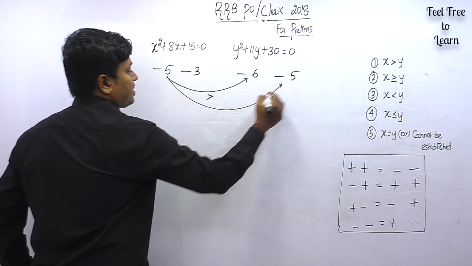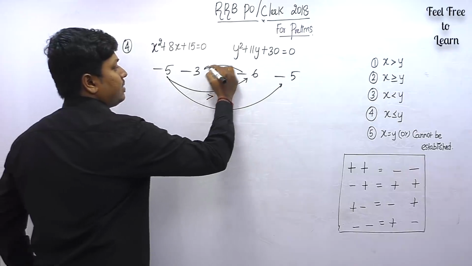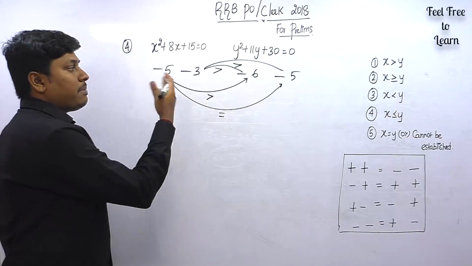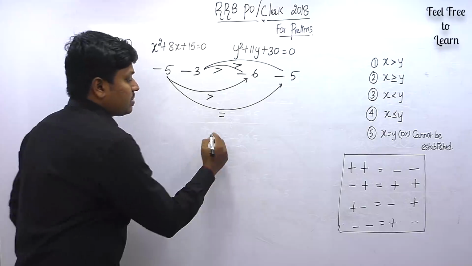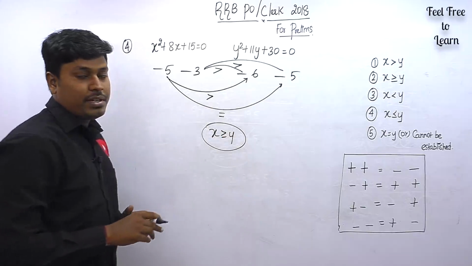Comparing minus 5 with minus 3 and minus 6, minus 3 is greater than. Minus 3 with minus 5, minus 3 is greater than. So finally, while comparing the x terms with the y terms, we got 3 greater than and 1 equal to. So the answer for this question is x greater than or equal to y, which is option number 2.